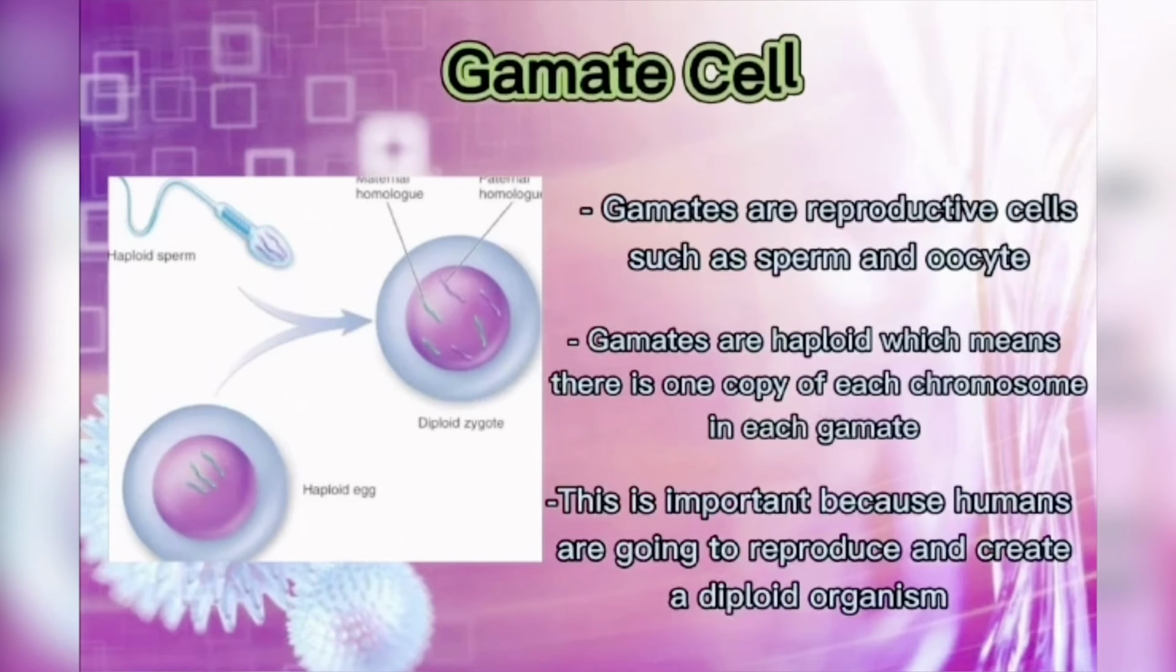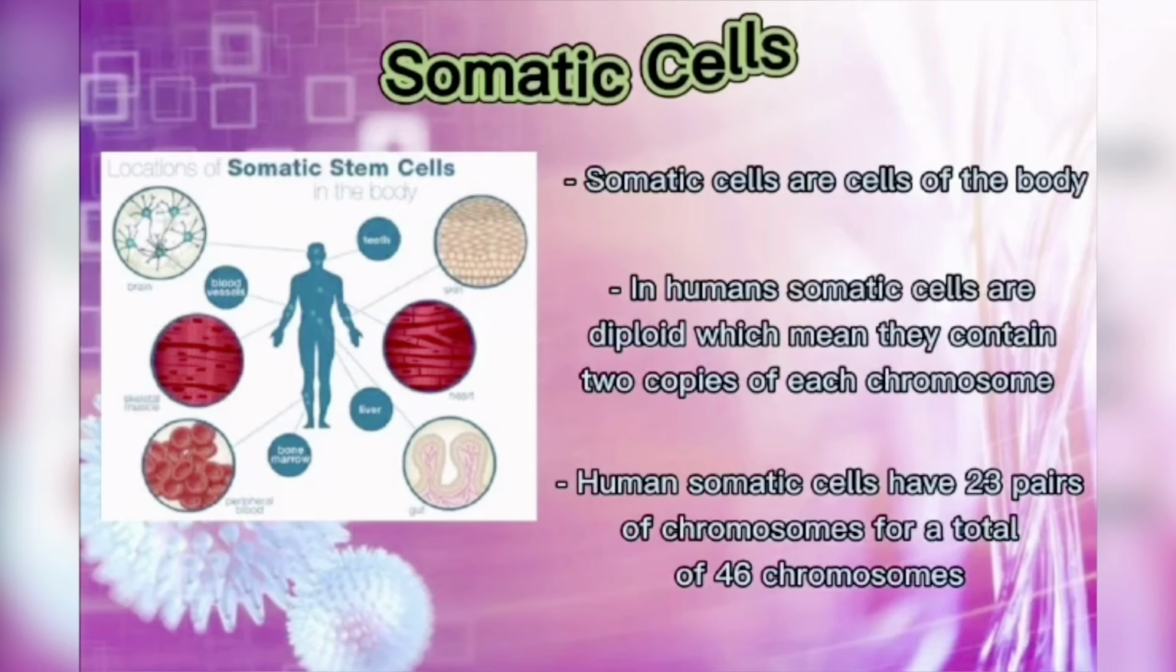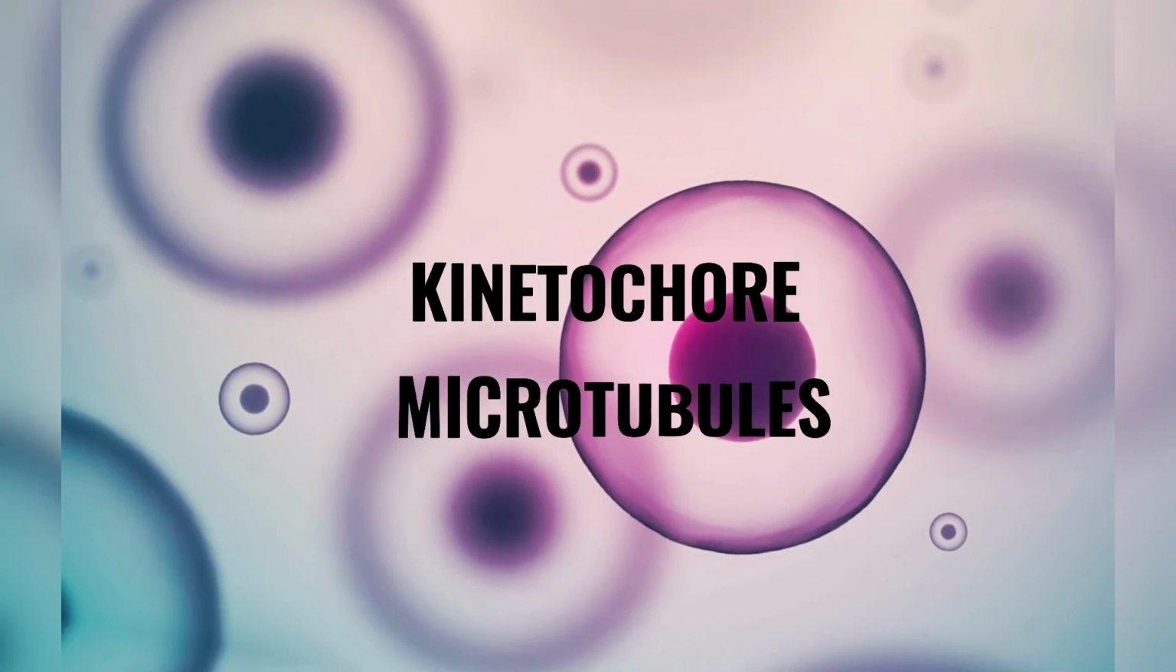Gamete cells. Gametes are reproductive cells such as sperm and oocyte, or better known as the egg. Gametes are haploid, which means there is one copy of each chromosome in each gamete. This is important because humans reproduce to form a diploid organism. Somatic cells are cells of the body. In humans, somatic cells are diploid, which means they contain 2 copies of each chromosome. Human somatic cells have 23 pairs of chromosomes for a total of 46 chromosomes.